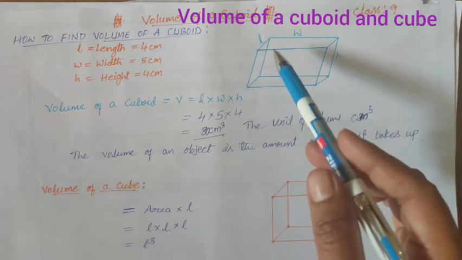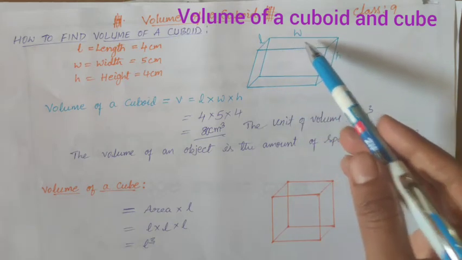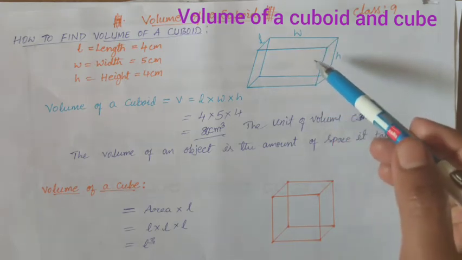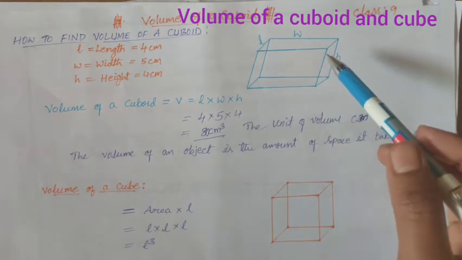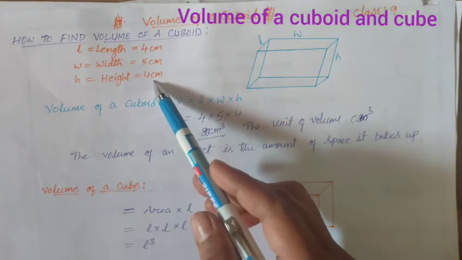So now you can see this one is the length of the cuboid, this one is the width and this one is the height of the cuboid. Here there is a three-dimensional figure. Suppose I take the length as 4, width as 5 and height as 4 centimeter.